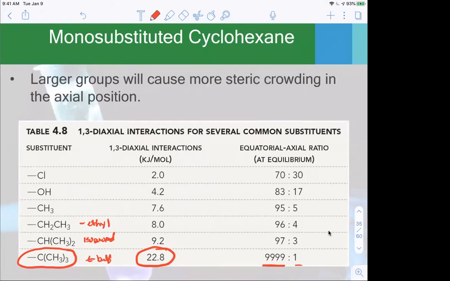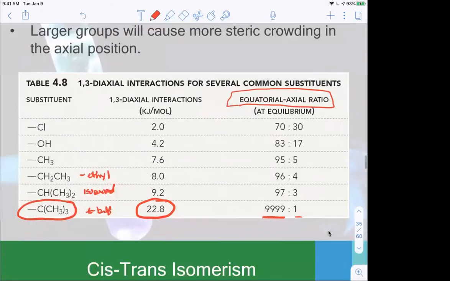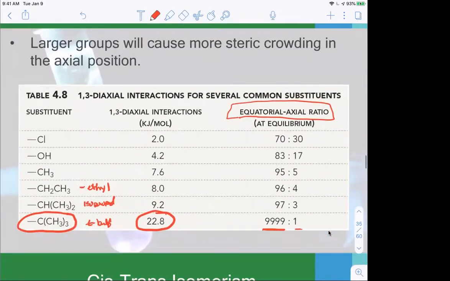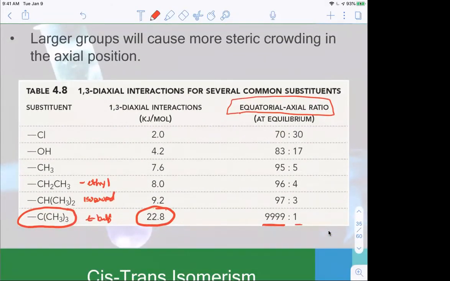So this equatorial to axial ratio at equilibrium allows me to see which one is more stable and by how much it's stable, and I can measure these energy differences. Okay, that is going to be the end of this one, and then we're going to talk about what happens when I have more than one substituent in our next discussion.